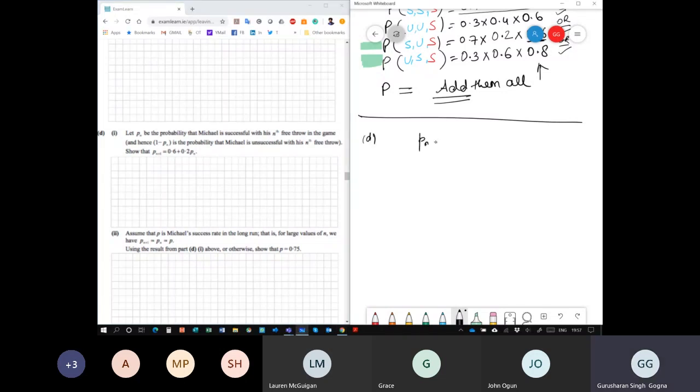So Pn is the probability for the nth free throw, and it's the probability of success. Nth means it can be any throw, any number of throw. It can be 4th, it can be 5th, it can be 10th. So it's a generalized version of that. And therefore 1 minus Pn would be the probability of Michael being unsuccessful with the nth free throw.